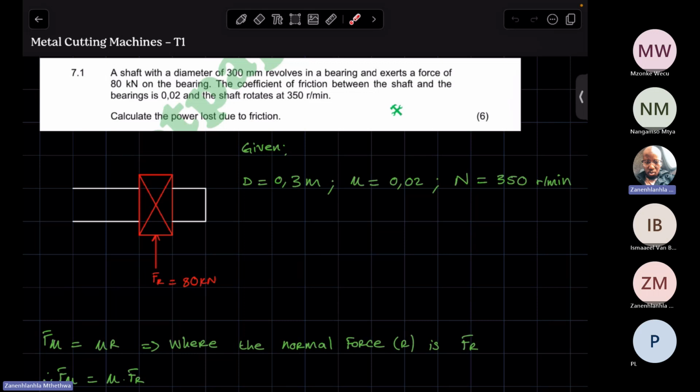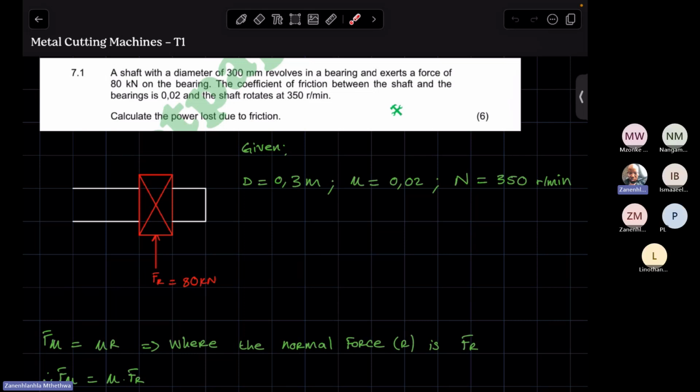Now, for instance, if you look at this one, it reads as follows: a shaft with a diameter of 300 revolves in a bearing and exerts a force of 80 kilonewtons on the bearing. The coefficient of friction between the shaft and the bearing is 0.02, and the shaft rotates at 350 revs per minute. Calculate the power lost due to friction.